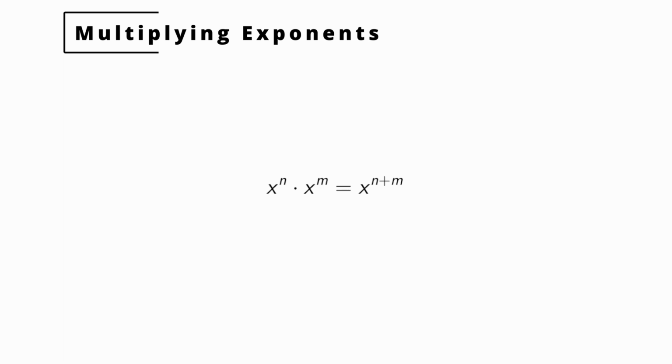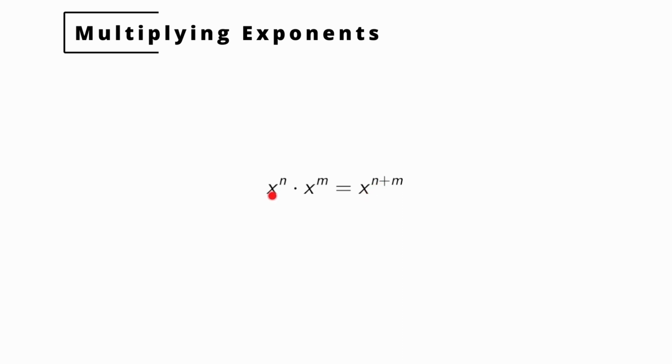So, understanding how to multiply exponential terms. Suppose I have something like x raised to the n power, and I multiply it by x raised to the m power. The base of each exponent is the same, but maybe they have different exponents, or they have the same exponents. Then the way we can multiply this is by simply adding up the exponents.